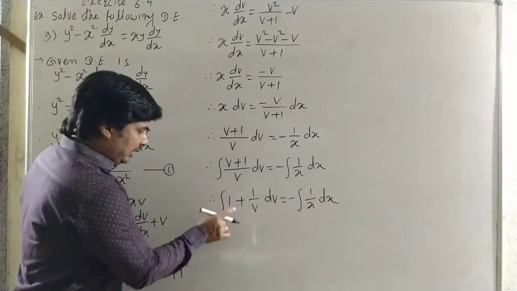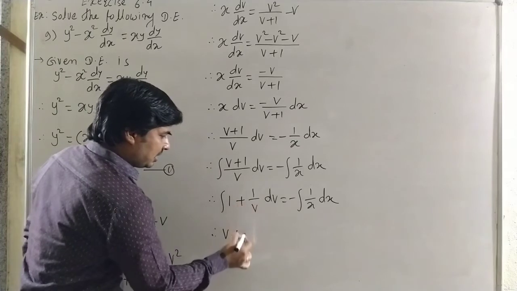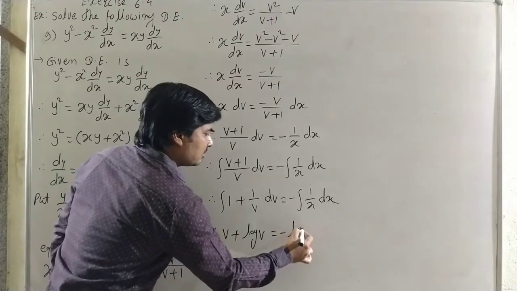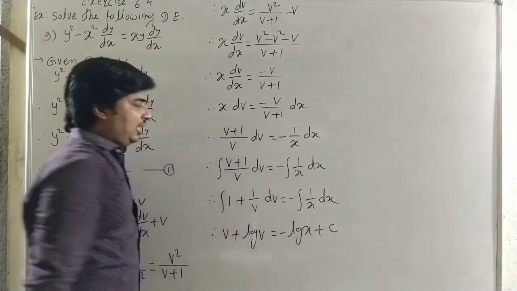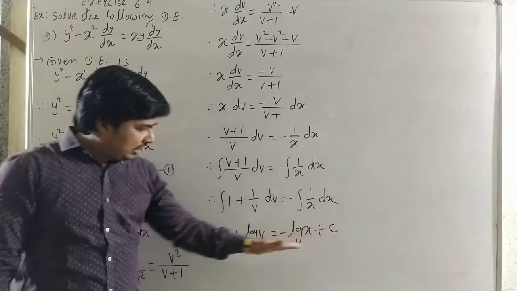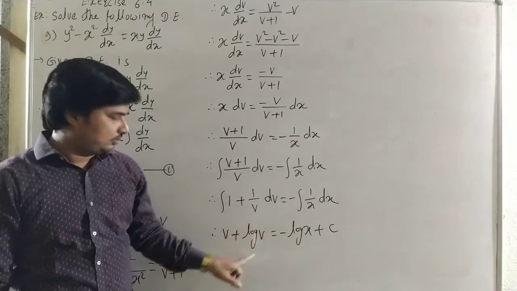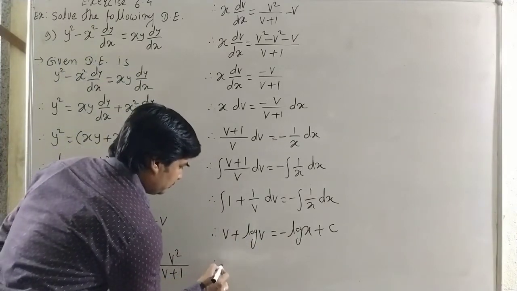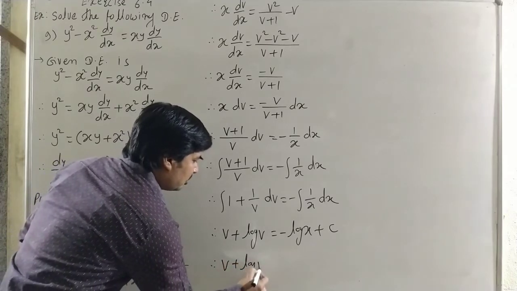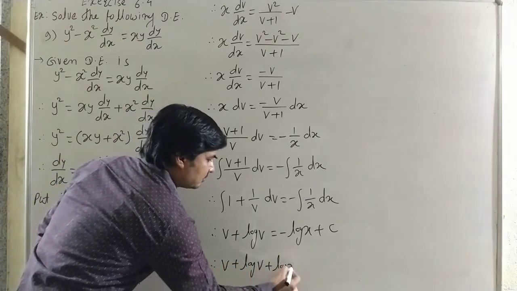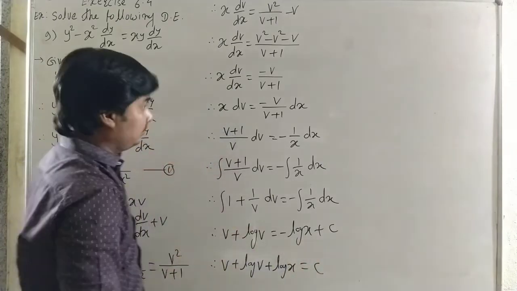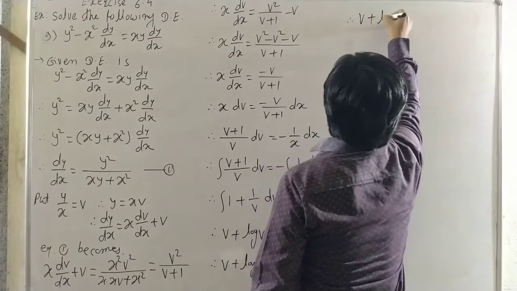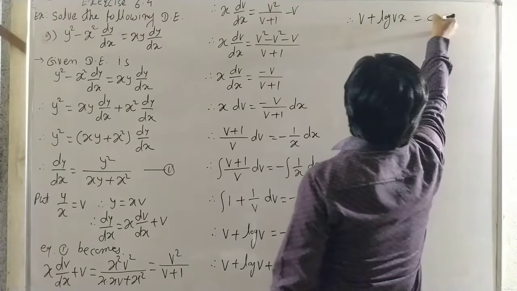Okay, now see carefully, integration of 1 is v, plus integration of 1 by v is log v, is equal to minus log x plus c. Here we take the integral constant only c, because all the integrals are not in the logarithm. Integral of 1 is v. Therefore phi plus log v plus log x is equal to c. This log x we can write here. Then phi plus log of phi x is equal to c.